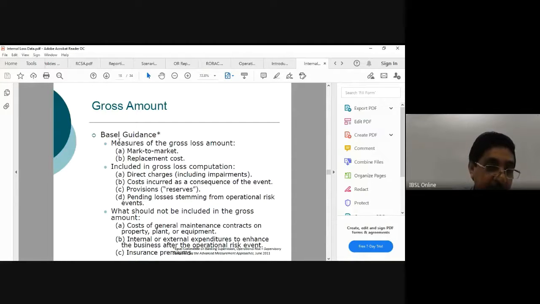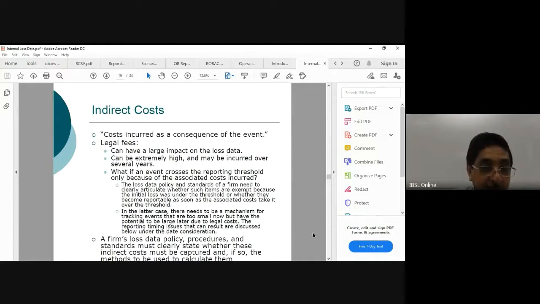Right. Now, there are criteria for getting the gross amount also. It is as for the market value or replacement cost, or indirect charges, cost incurred as a consequence of the event, provisions, pending loan. Now, there are several criteria to get into this loss amount or gross amount. Even indirect costs you can take into account.